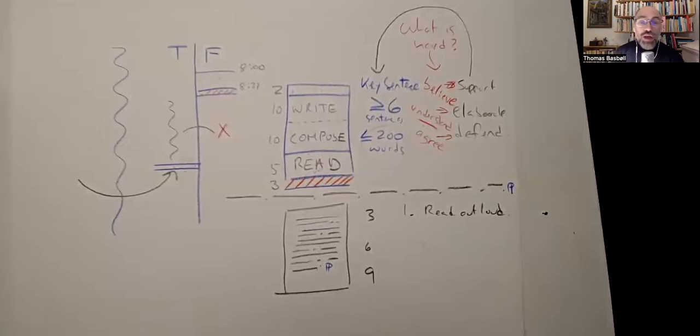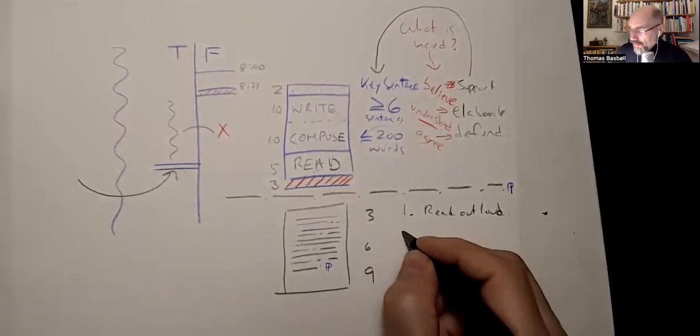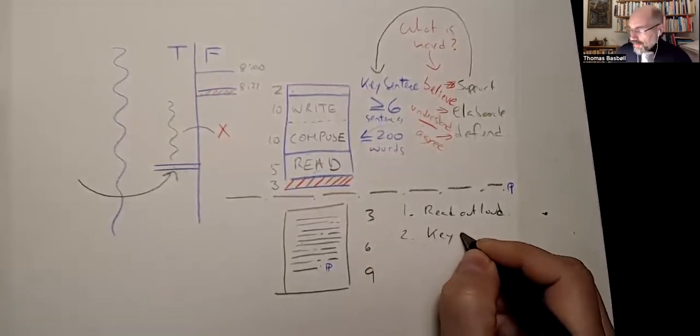If you're doing it online, of course, a really good suggestion is that you, as the writer, turn off your camera. Leave the reader's camera on, though, because it's nice to look at the reader's face to see what's going on their face while they're reading it out loud. That's useful information to you. The next thing they're going to do is they're going to say what the key sentence is.